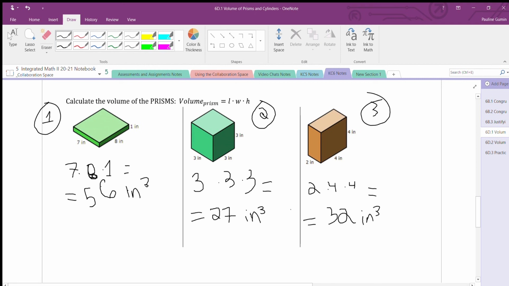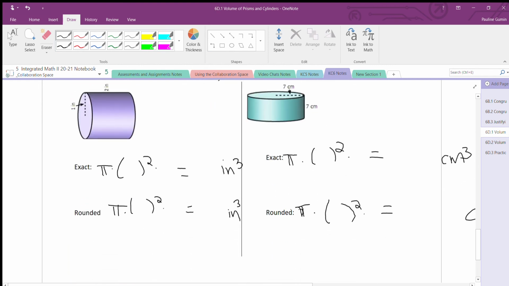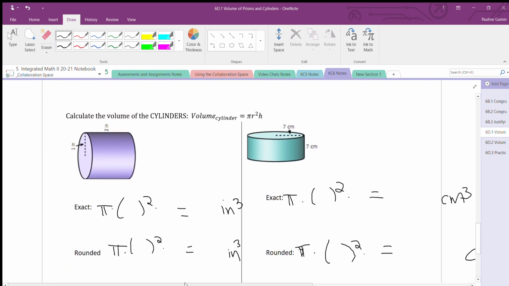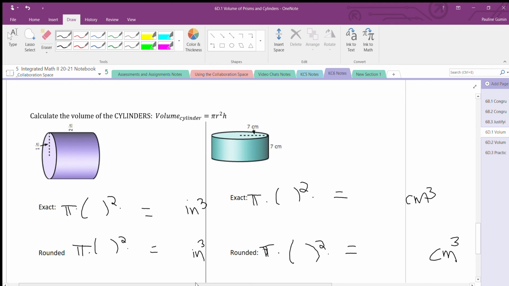Right. Now let's practice the cylinders. These are the ones I want to go over both of them just to reiterate the exact and rounded answers. Okay, let's look at the purple one on the left-hand side. All right, our formula is pi r squared h. For our exact answer, our radius is 1, height is 2, so exact is 2 pi.